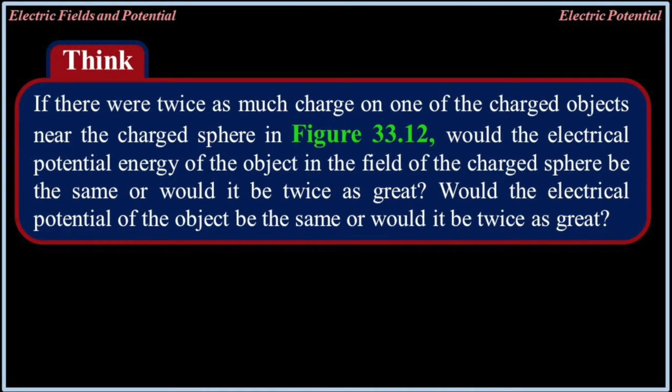Think: if there were twice as much charge on one of the charged objects near the charged sphere in Figure 33.12, would the electrical potential energy of the object in the field of the charged sphere be the same, or would it be twice as great? Would the electric potential of the object be the same, or would it be twice as great?